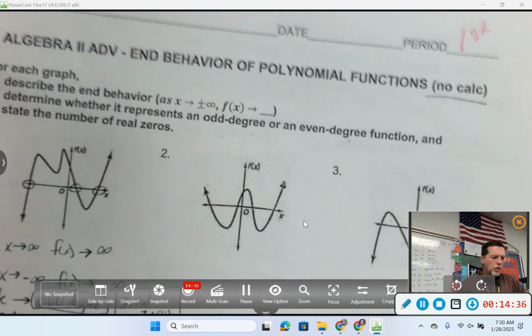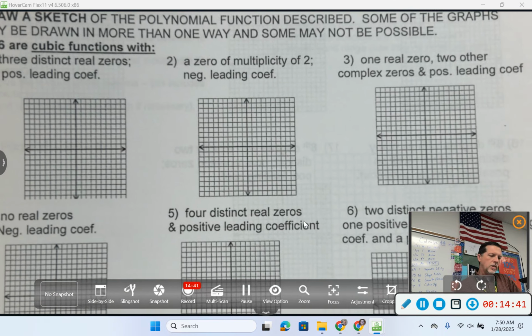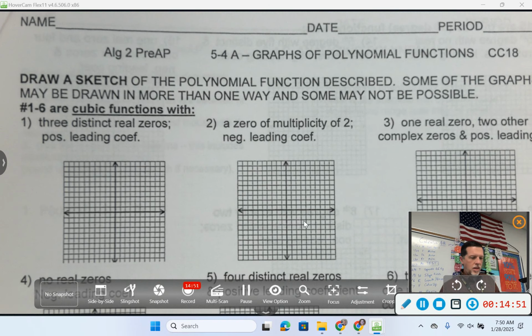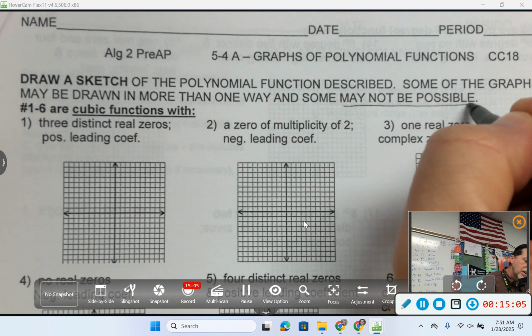We can do our homework, but there's one more thing that we need to think about. So let's turn to the homework and make sure we hit a couple of things. Mostly it's what we've just been doing. Draw a sketch of the polynomial described. Some of the graphs, probably most of the graphs, can be drawn in more than one way, and some may not be possible. Well, that's not very nice.